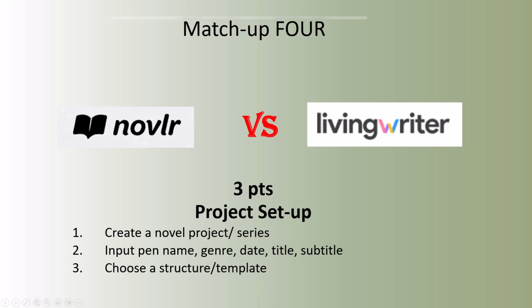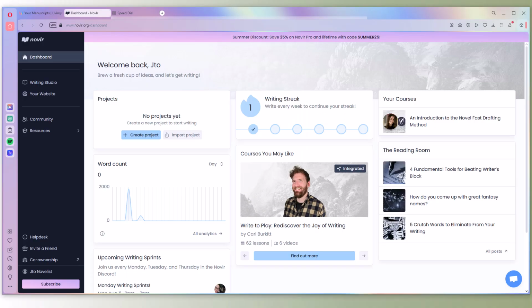So this is project setup, and these are our tasks. One is to create a novel project and maybe put that project as part of a series, which is the trickier part of step 1. The next thing we're going to want to be able to do is a pen name, the genre, date, and title, and maybe a subtitle. Like I said, the title is pretty much a give-me along with the novel project. That title is probably going to be your working title for your story. And then there is the structure or template, being able to choose some sort of a format to follow when you're doing your writing. 3 points should be pretty easy for a program to get, and of course they could get bonus points if they do really well.